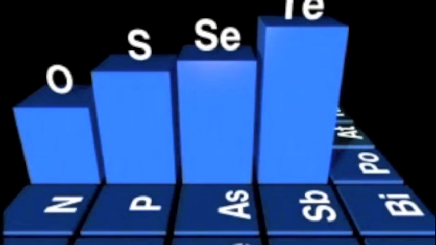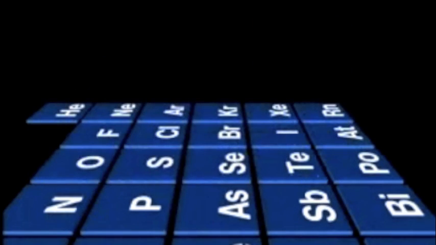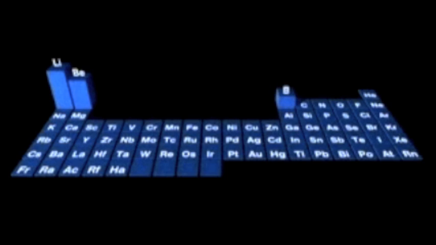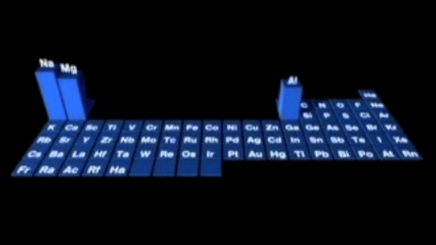Given a group of the periodic table, for example, group 6A, the atomic radius increases as we move downward. As we move from left to right in any row, the atomic radius generally tends towards smaller values. This occurs because the effective nuclear charge acting on the outermost electrons is increasing.